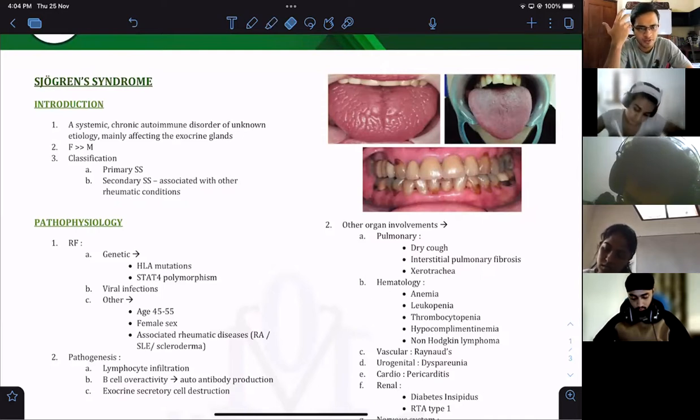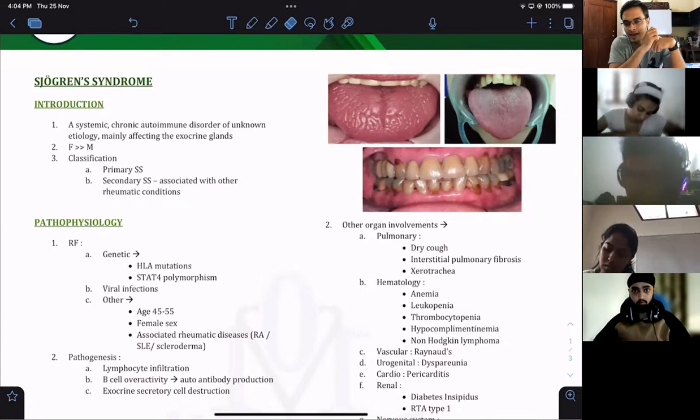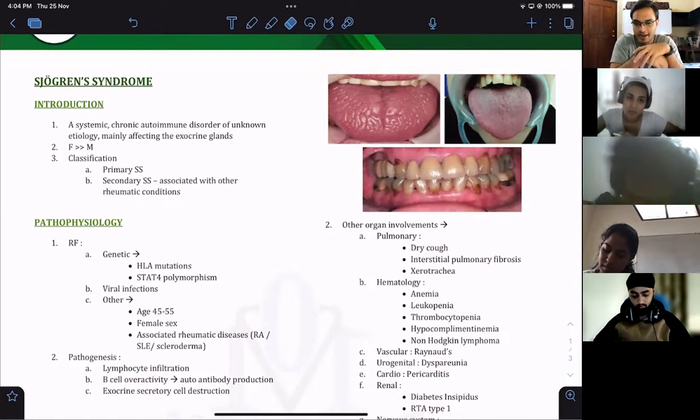What does the word Sjogren mean? Anyone? It's the person who found it. His name was Henrik Sjogren, and apparently he was an ophthalmologist.